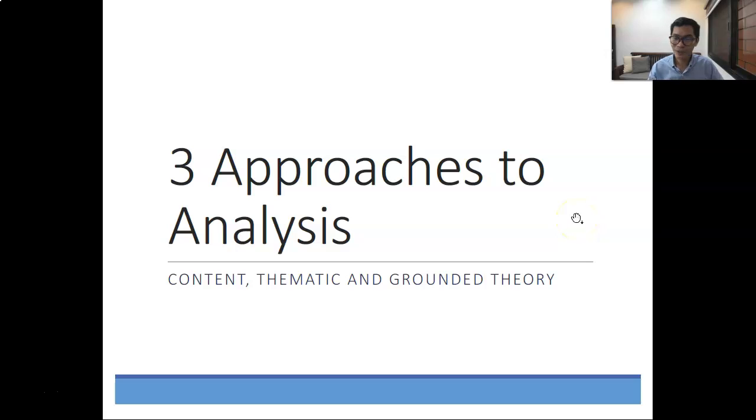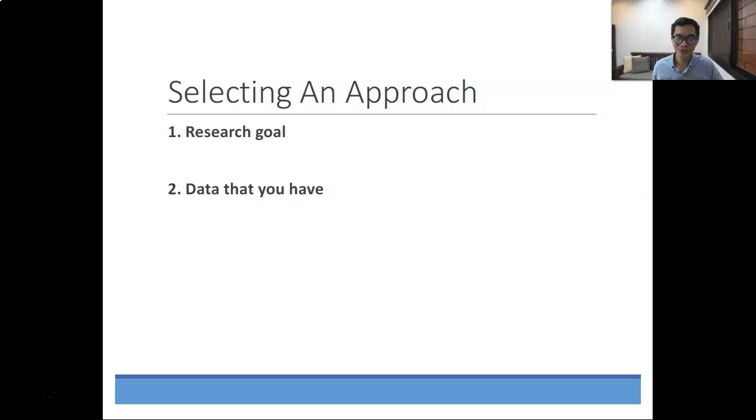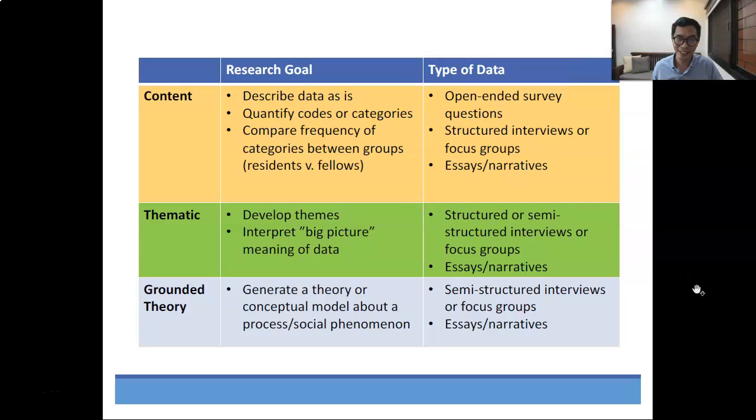So, when we talk about approaches, we're basically referring to either content analysis, thematic analysis, or what we call the grounded theory approach. How do we select an approach in analyzing qualitative data? It will depend on your research goal and the data that you have, how you were able to gather those data. Looking at this table, from the three types of approaches, there are other types actually. It can either be narrative, or a phenomenological approach. And let's just emphasize these three.